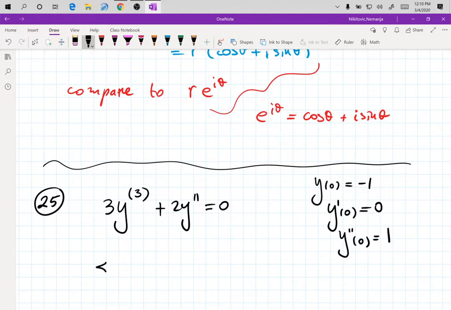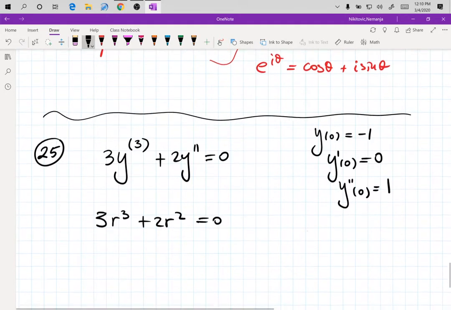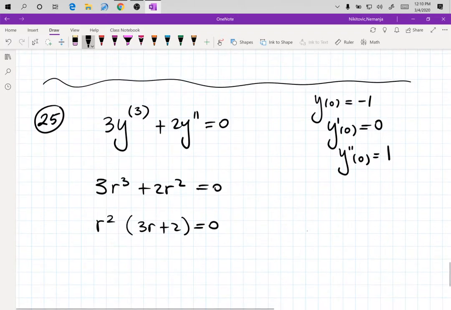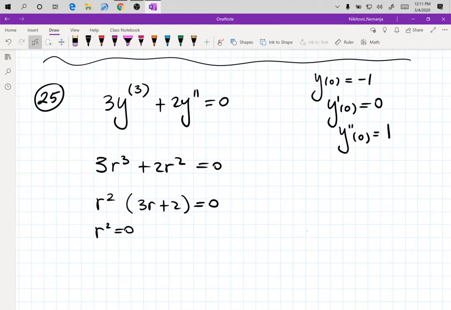We have 3r cubed plus 2r squared equal to 0. Factor out r squared. We have r squared times (3r plus 2) equal to 0. It's basic algebra factoring. R squared equal to 0, that is my repeated root, right? I have two roots that are 0. And then I also have r equals to what? Negative 2/3. Thank you.